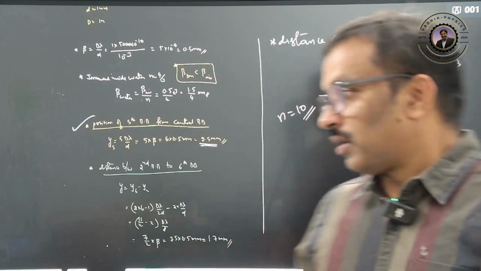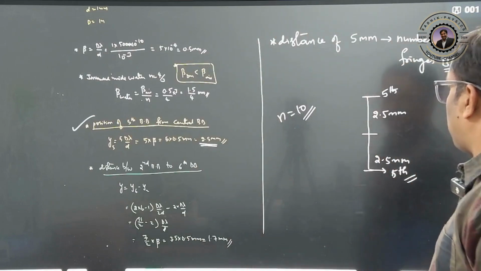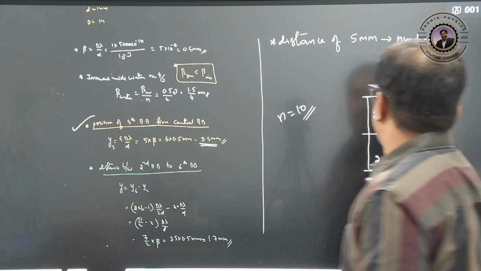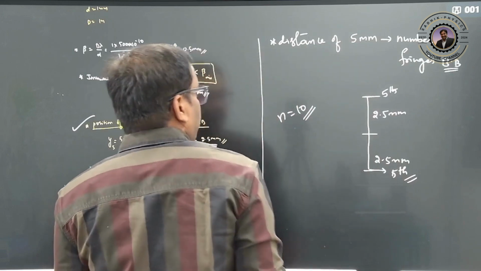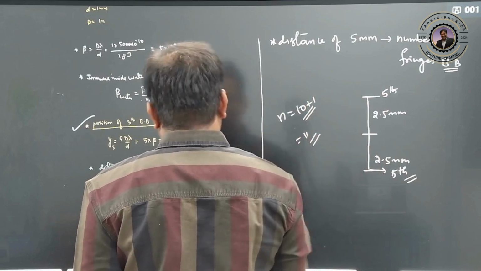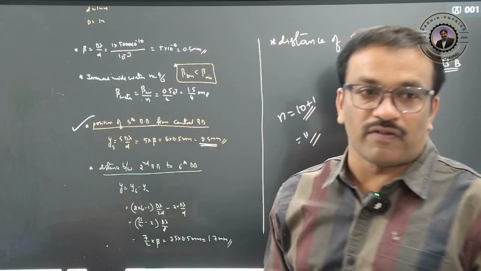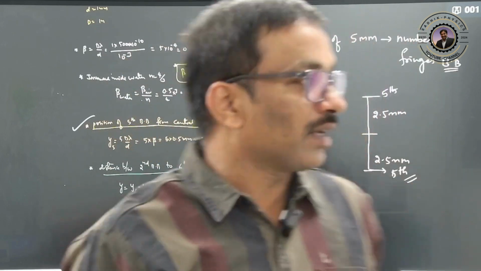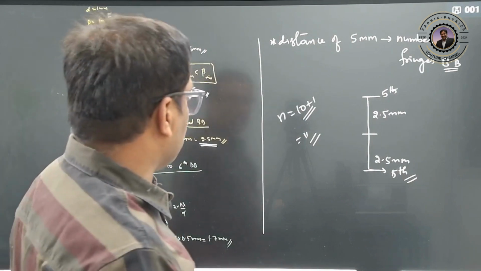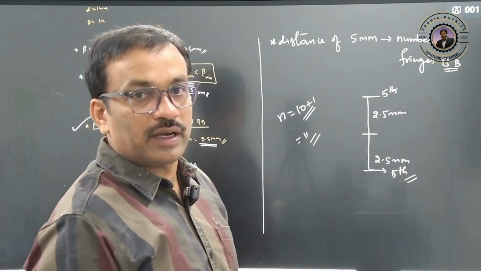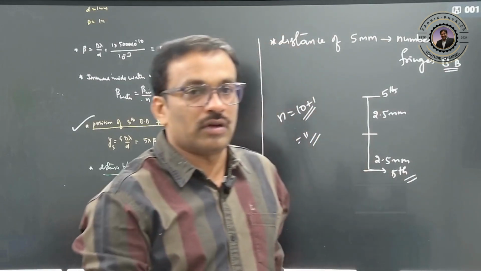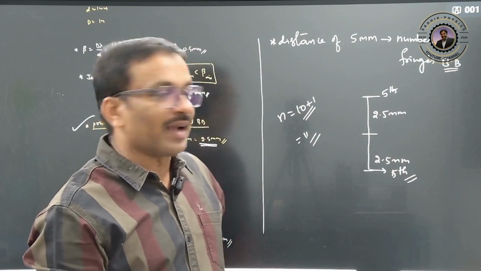Clear? So this is 10 plus 1, therefore it is 11. So these are the number of fringes. Therefore you can calculate it now. There are so many ways you can expect the question, based on this region. Clear? Right. I think the video has become lengthy.